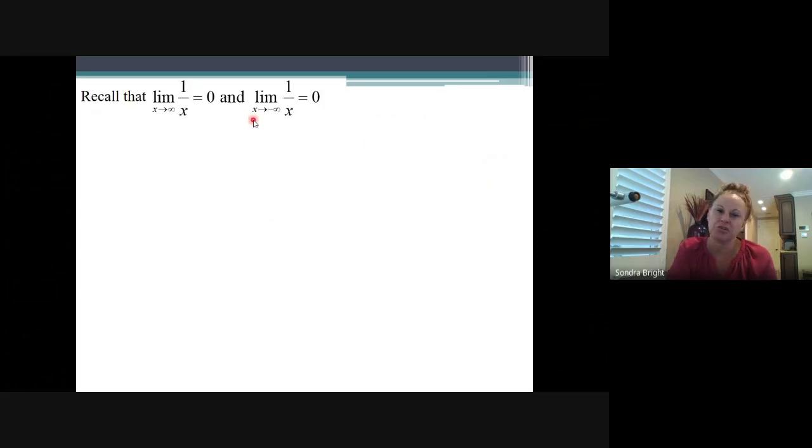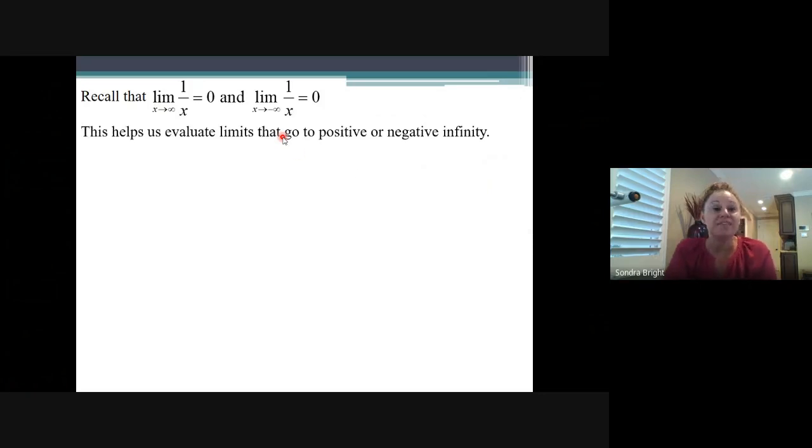You could also picture the graph of 1 over x. It's that drooping shape. Anyway, the y values end up going to 0 on both of those. So this is important. We're going to use those. I don't remember what chapter we learned that in, but we definitely have done that before. All right, so this is going to help us evaluate limits that go to positive or negative infinity.